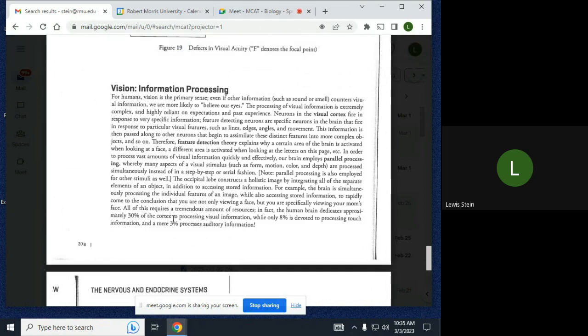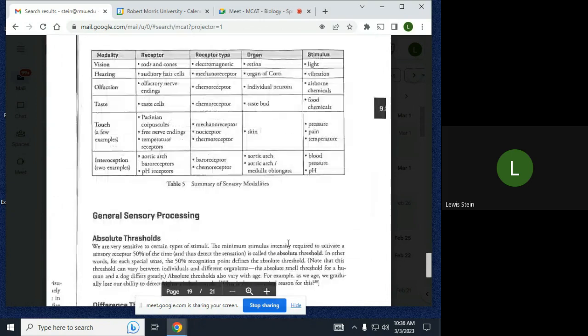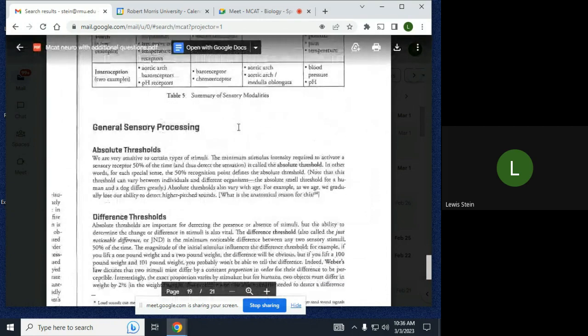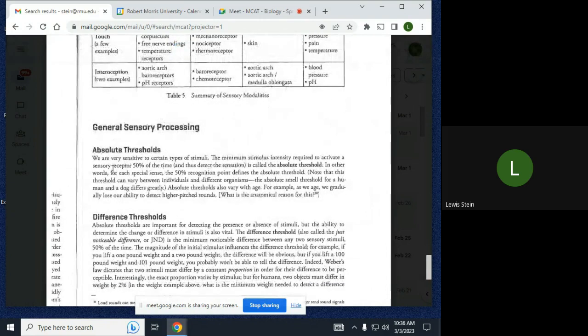So 30% of the cortex goes to vision processing, again, it depends on the author. I don't know how current this information is, from a book that's probably 7 to 10 years old. 8% processes touch, 3% auditory. That was interesting. So maybe it's just a lot simpler to hear and understand something as opposed to whose voice it is, etc. And then they go through this stuff. So the thresholds are interesting.